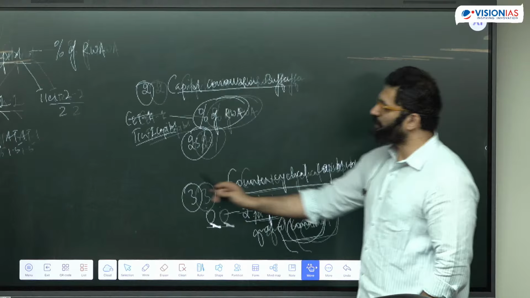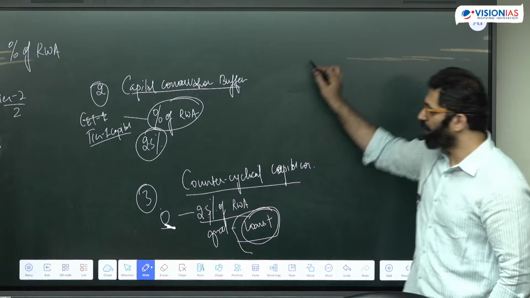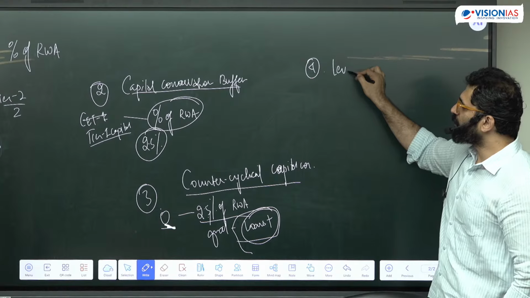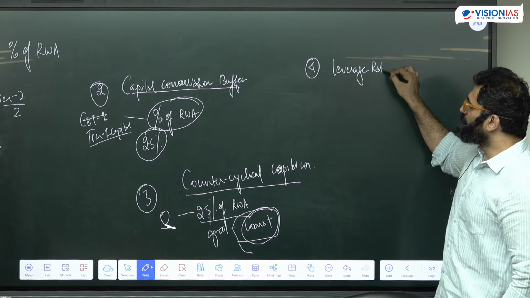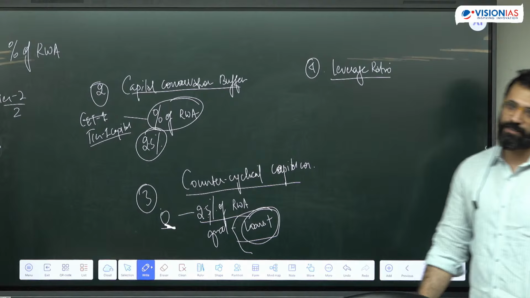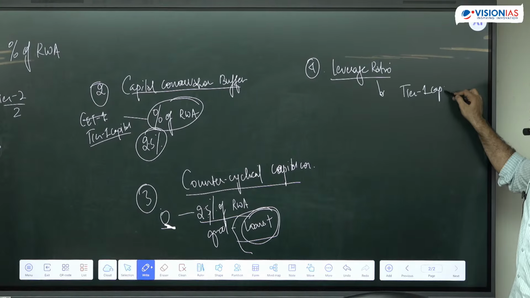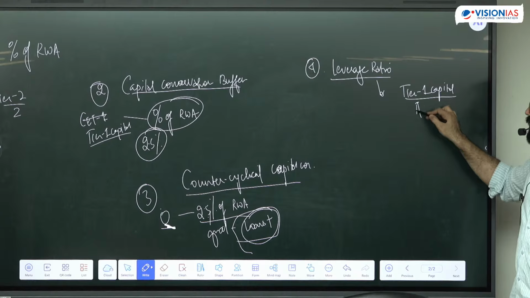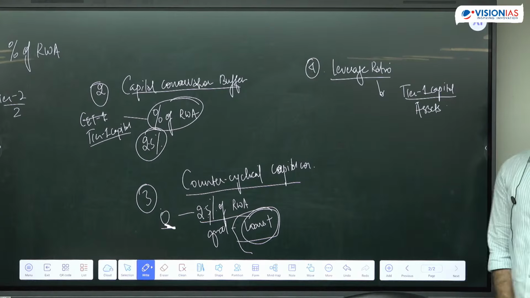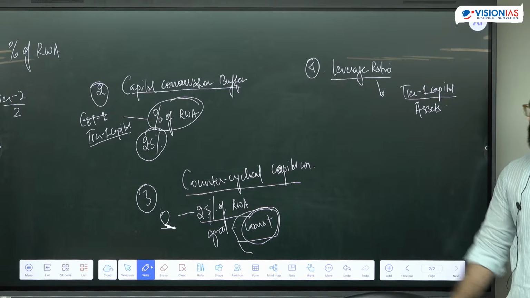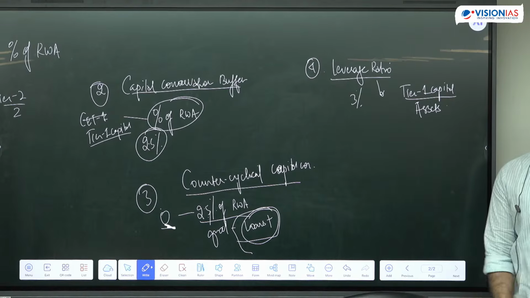Apart from that, to cover for the off-balance sheet problems, you have to maintain a leverage ratio. This leverage ratio is, you have to maintain tier 1 capital as a percentage of total assets. Not risk weighted, but total assets. This ratio they said should be maintained 3%.